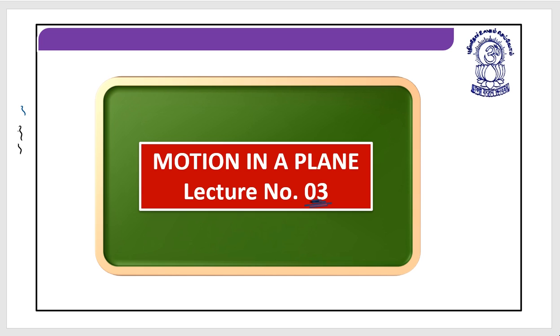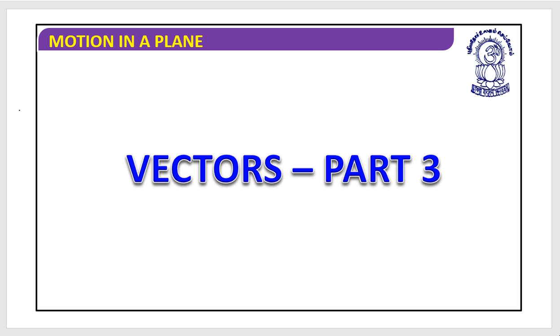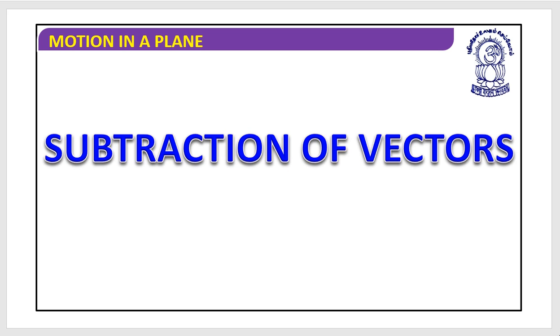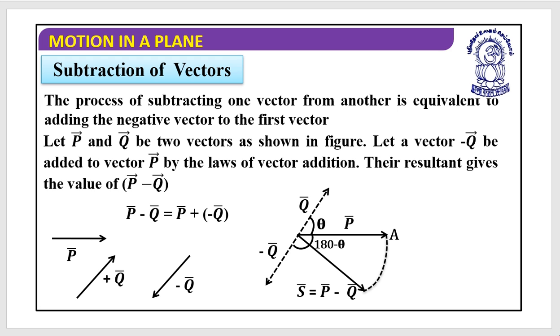This is lecture number 3 of the unit motion in a plane. So let's begin with today's class. This is part 3 of vectors, and today we are going to start our discussion with the subtraction of vectors. In the last class we were discussing the addition of vectors, which is basically a methodology to find the resulting vector, and today let's begin with the subtraction of vectors.